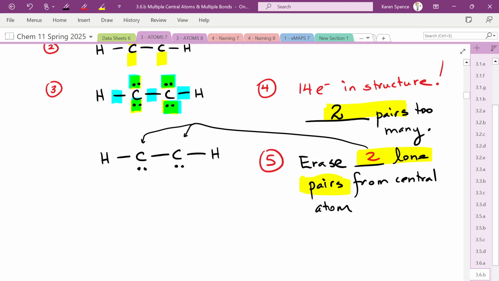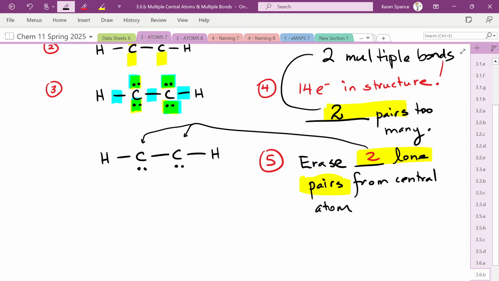Now, the nice thing about this is it tells you that if you had 2 pairs too many and erased 2 lone pairs, you are going to have 2 multiple bonds. That can either be a double bond and a double bond, or a triple bond. If you were in PChem, I would tell you you end up with 2 pi bonds, but that will mean nothing to you, so I won't tell you that.